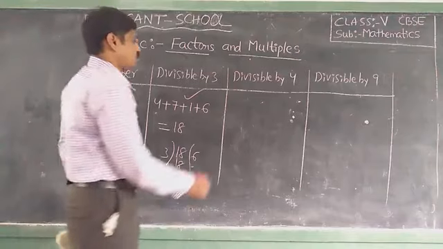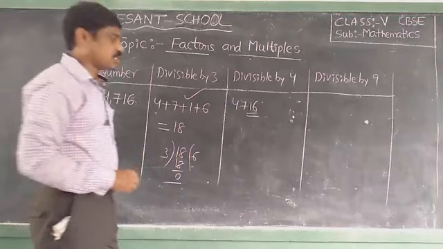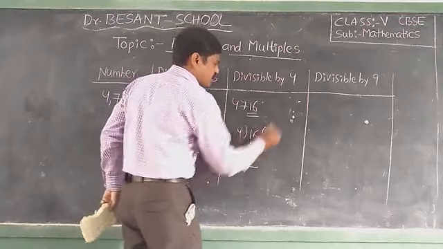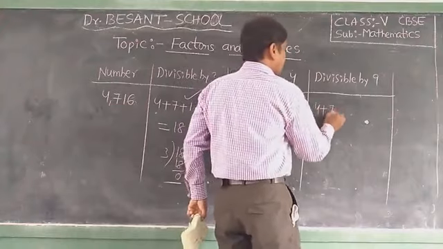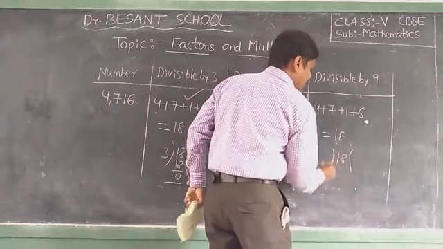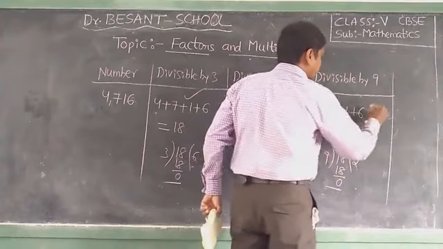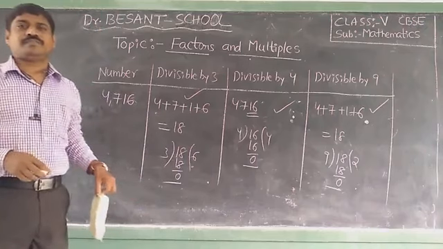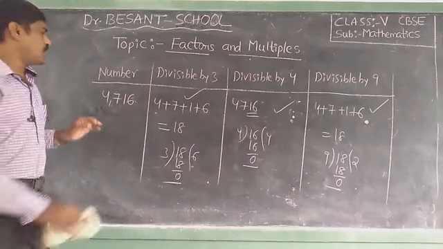Next, divisible by 4. For 4716, the number formed by the last two digits is 16. 16 is divisible by 4. 4 fours are 16, the remainder is 0. Yes, it is divisible. Next, 4 plus 7 plus 1 plus 6 is 18, so it is divisible by 9. 9 twos are 18, the remainder is 0. Yes, it is divisible by 9. Understood or not? This is the way we have to do this.